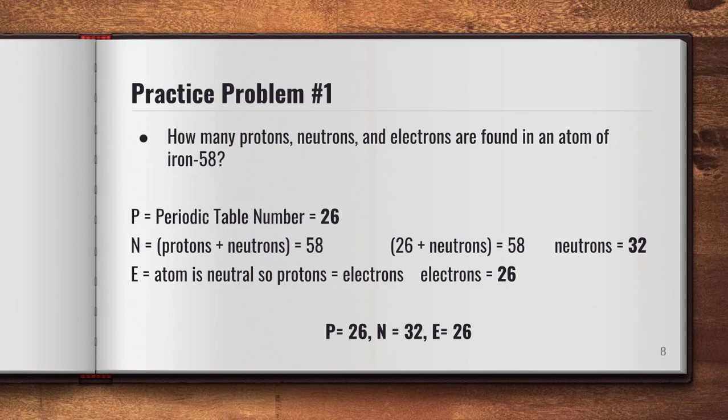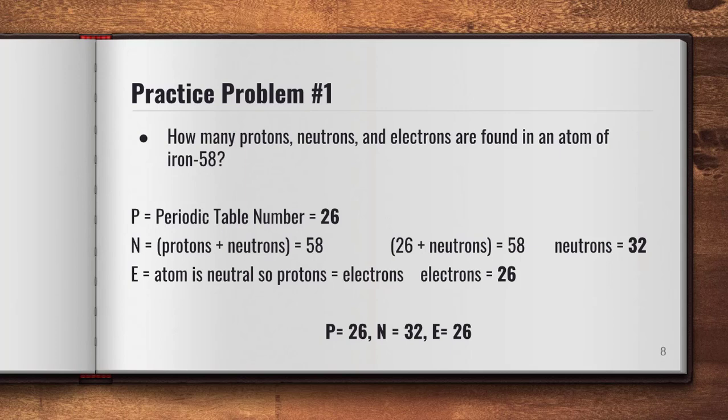The mass number is 58, and the number of protons plus neutrons must equal 58. So I plug into that equation in the second line and find out that the number of neutrons is 32. And because the atom is neutral, protons are equal to the number of electrons. So the electrons must equal 26. So my protons are 26, my neutrons are 32, and my electrons are 26.